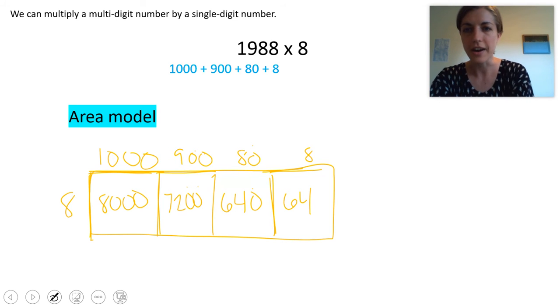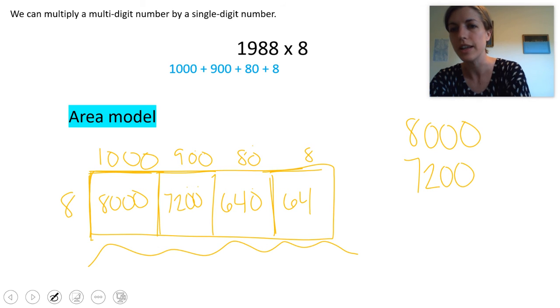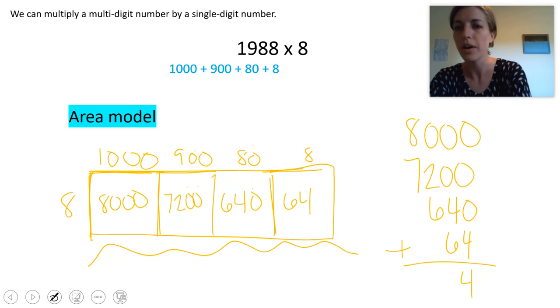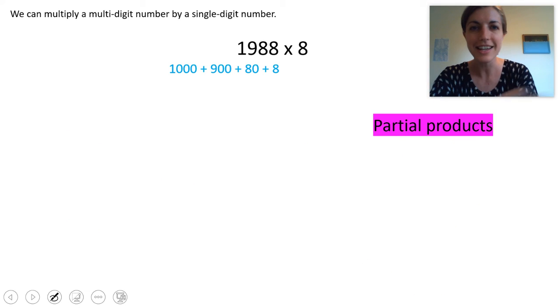Now that I found the area of each section, I have to add them together. So I have 8,000 plus 72 hundreds plus 640 plus 64. So in my ones place, I have 4. In my tens place, I have 4 plus 6, which is 10. In my hundreds place, I have 1 plus 2 plus 6, which is 9. And in my thousands place, I have 8 plus 7, which is 15 thousands. So there's my answer, 15,904. Let's take a look at the partial product strategy, and we'll get the same solution.